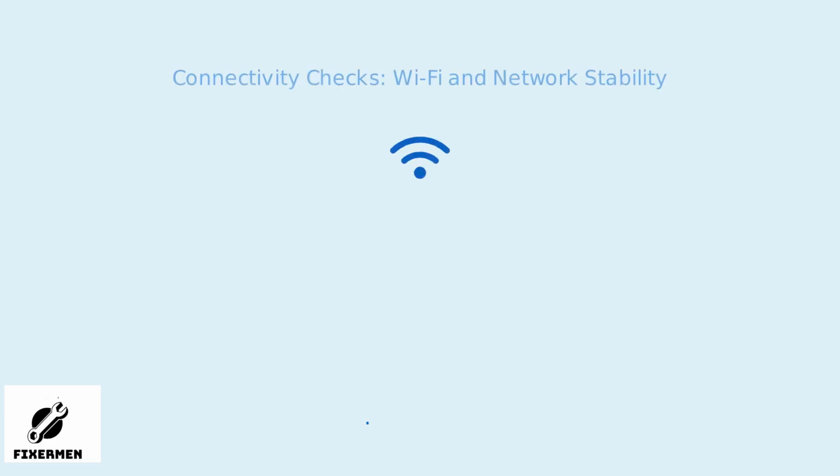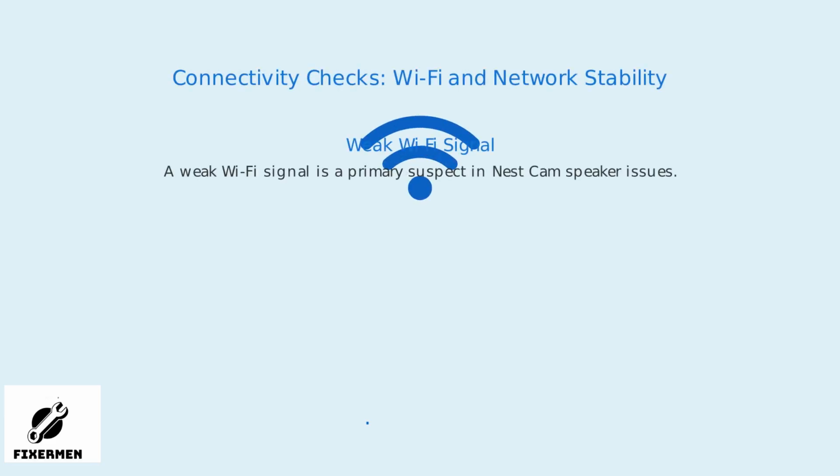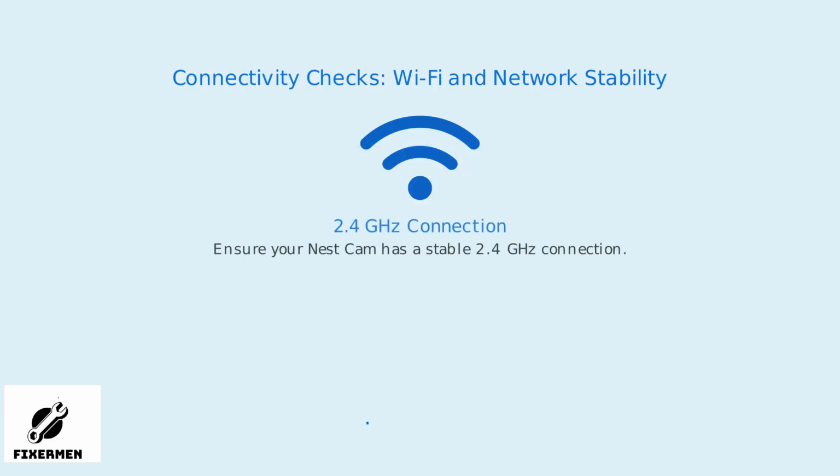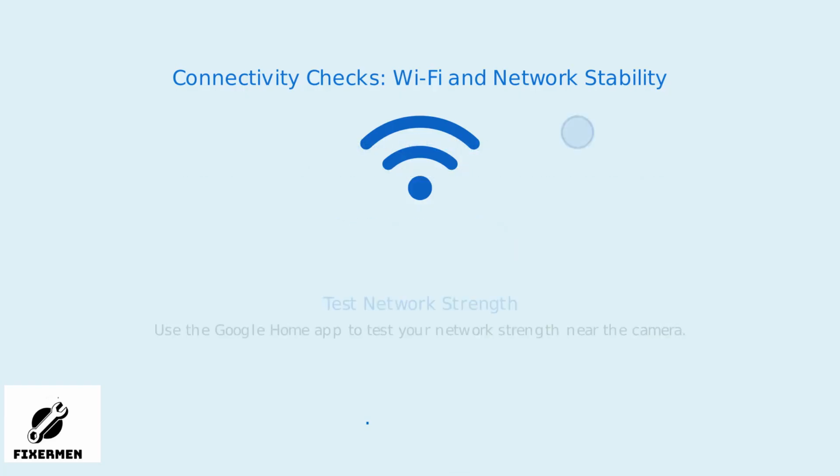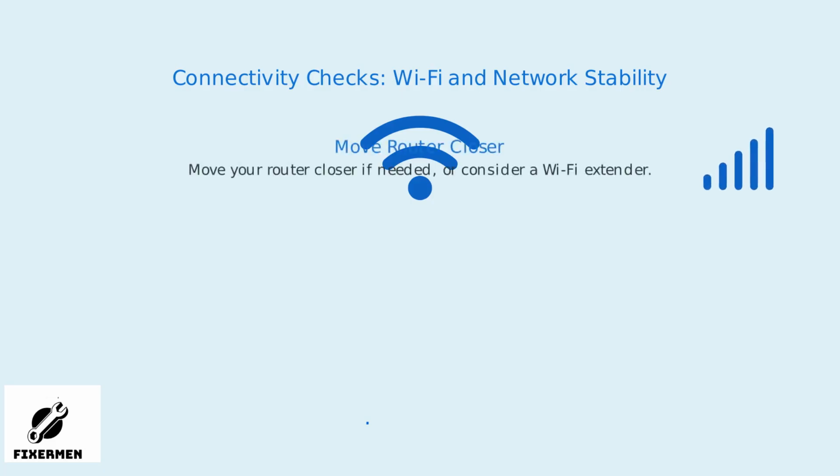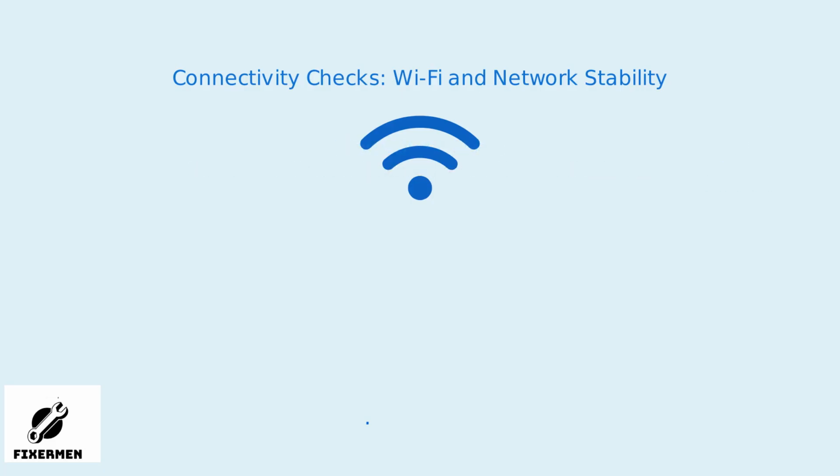A weak Wi-Fi signal is a primary suspect in Nest Cam speaker issues. Ensure your Nest Cam has a stable 2.4 GHz connection. Use the Google Home app to test your network strength near the camera. Move your router closer if needed, or consider a Wi-Fi extender.